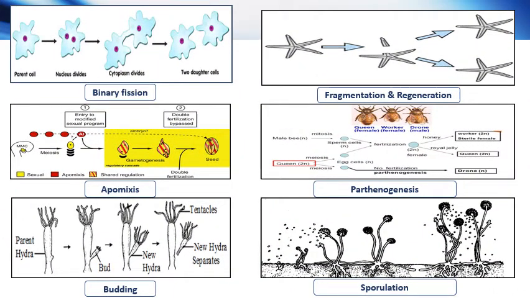Okay, here are examples of various types of asexual reproduction. We have binary fission, apomixis, budding, fragmentation and regeneration, parthenogenesis, and sporulation. As you can see, it only involves a single parent to produce offspring, and fertilization does not occur between 2 different gametes.